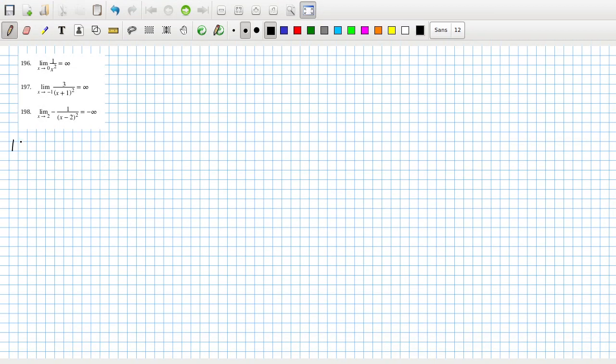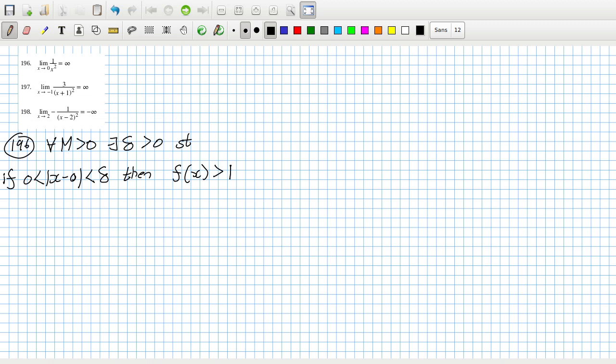Right, 196. So to prove this limit, we have to say for all m greater than 0, there exists a delta greater than 0 such that if x minus a, which in this case is 0, is more than 0 but less than delta, then f of x is more than m.